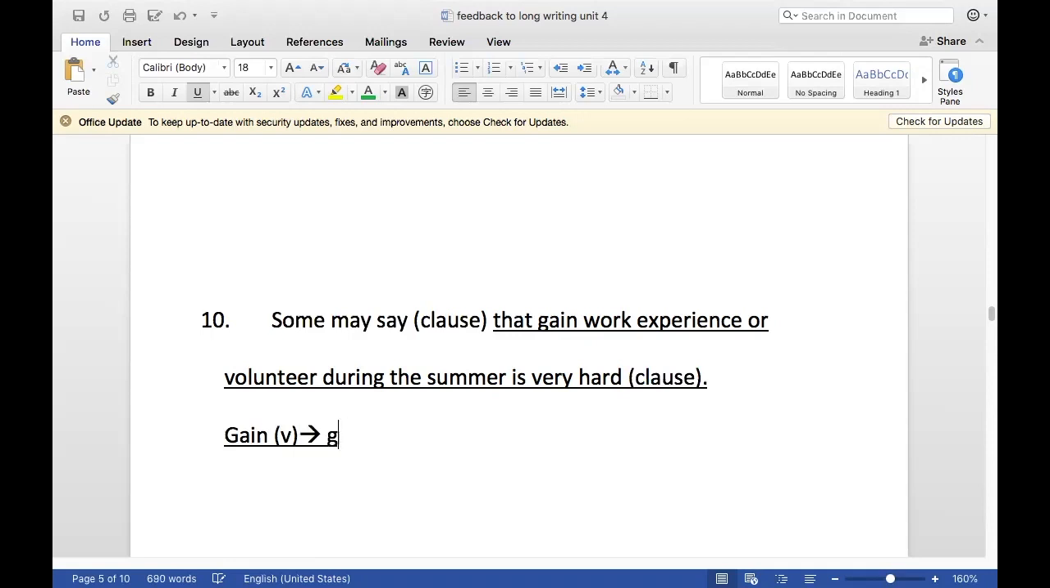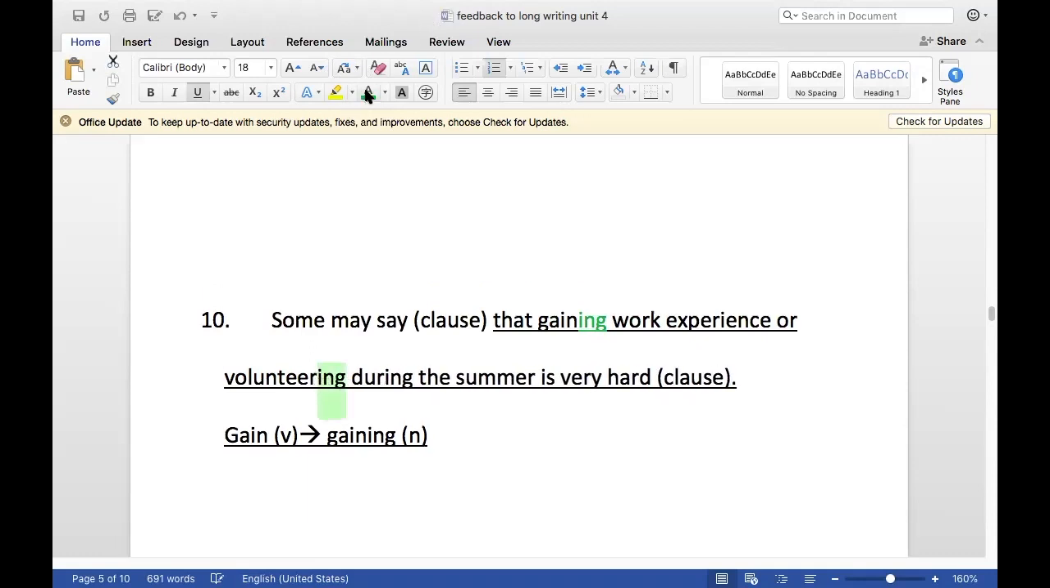Yes, just say -ing, put -ing, okay? Use a gerund, gaining, yes. Gaining work experience or volunteering, okay? Volunteering becomes an activity, a noun, okay? A noun here. During the summer, when you mean the true activity as a whole entity, a whole thing, then you use the singular verb, is, okay?